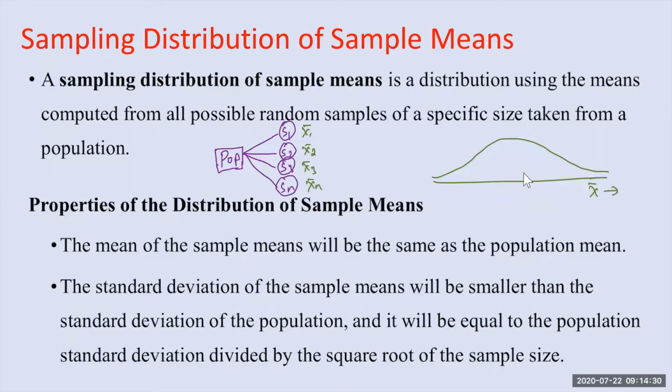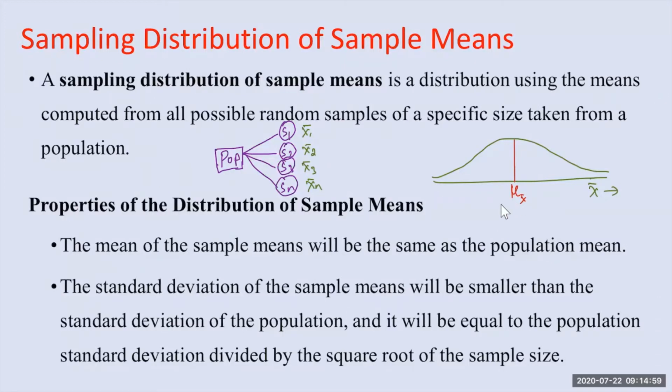There are a few properties of this that you need to know. The mean of the sample means will be the same as the population mean. So if you want to find the mean, make sure you write this down. In the middle, you know that there will be the mean. This mean of the sample means is written like this: mean of the sample mean, mu sub x bar.